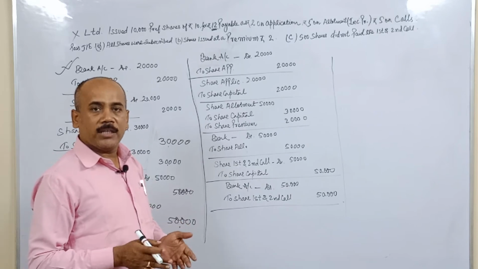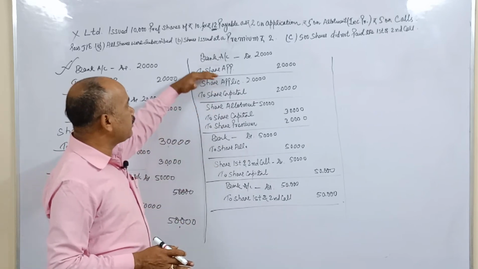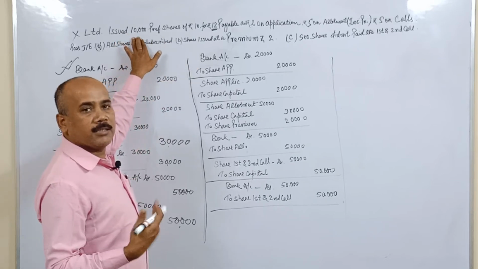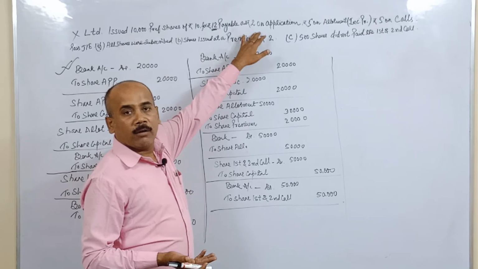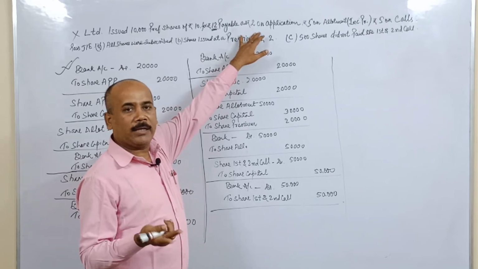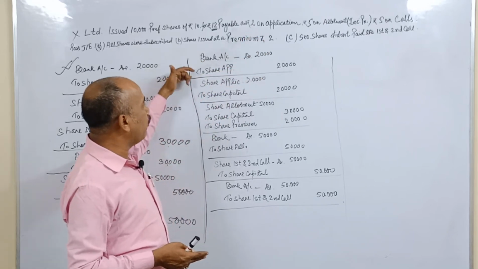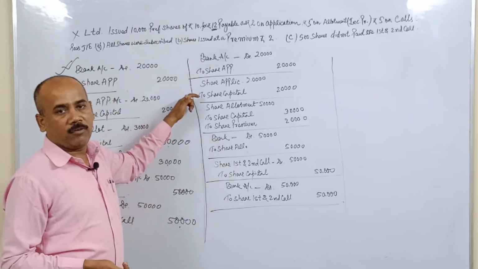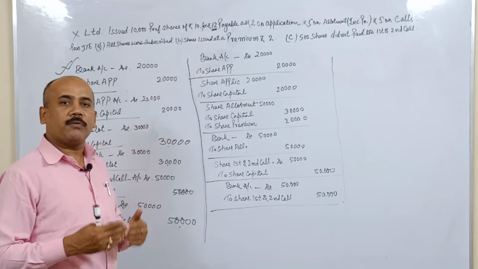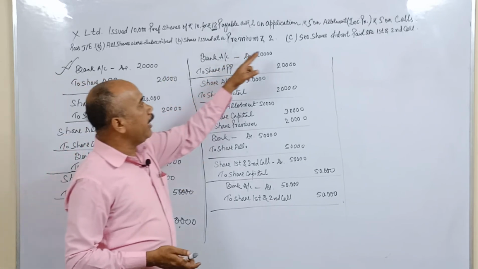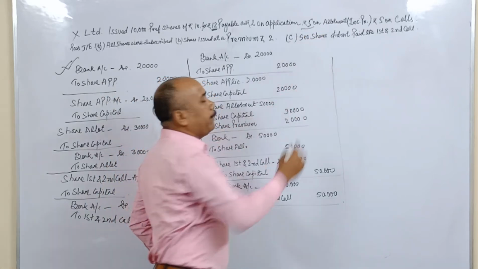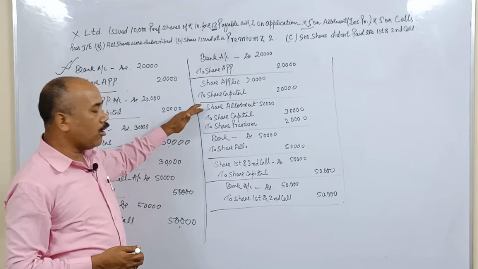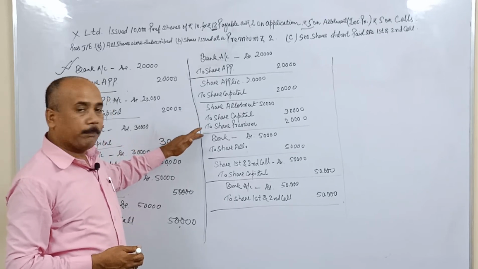Then the entry will change at the time of allotment. The first entry will be bank account debit to share application. How? 10,000 shares are issued with rupees 2 on application, so we multiply 10,000 into 2. Bank account debit to share application, then share application account debit to share allotment, the same entry. The same application amount is transferred to allotment. And the allotment money is rupees 5. How will we classify it? Then the entry will be share allotment account debit to share capital and share premium.